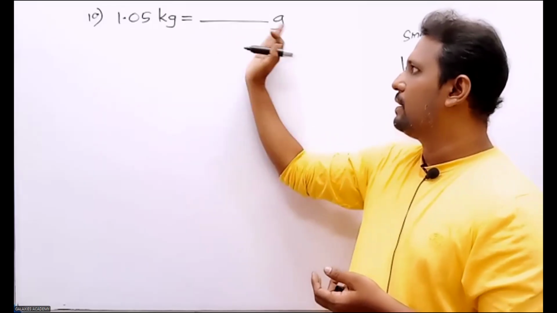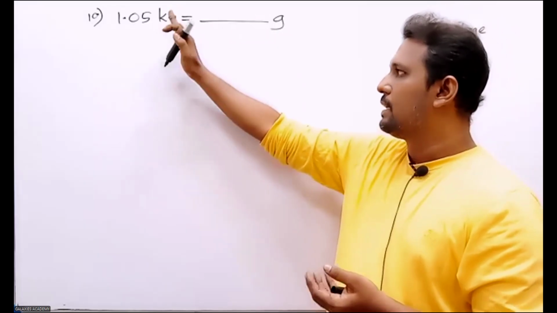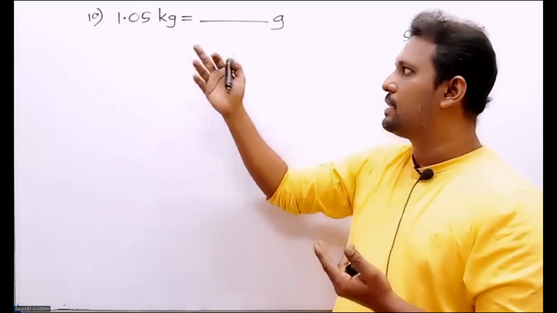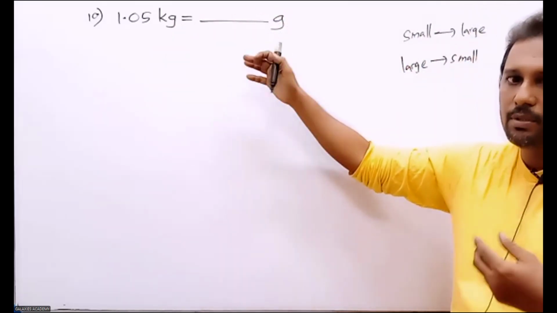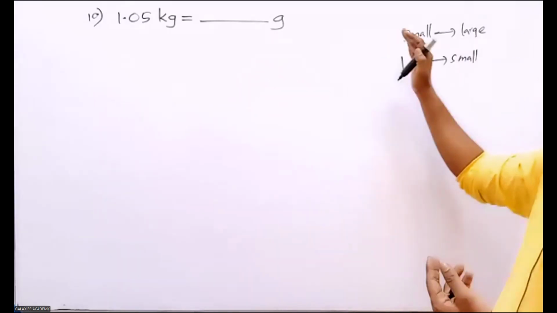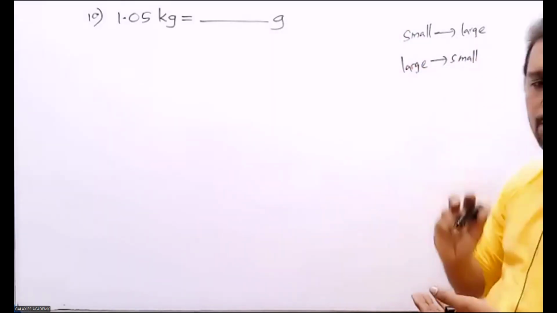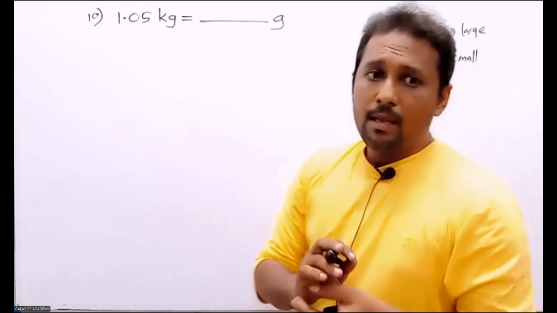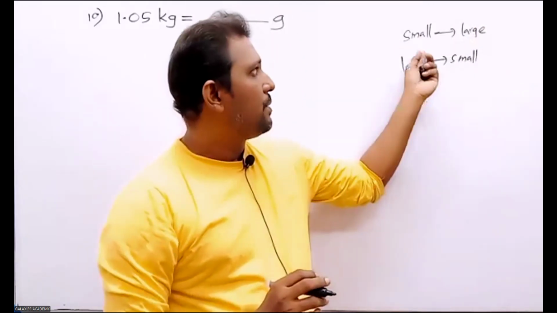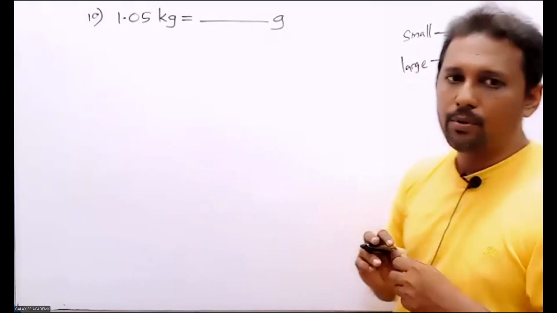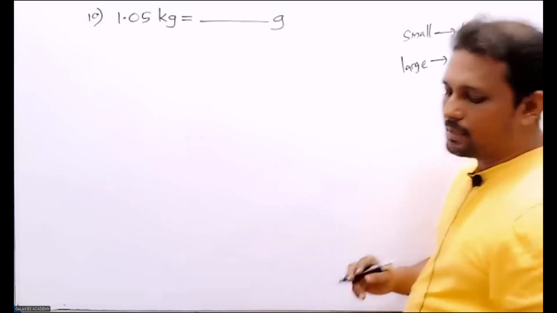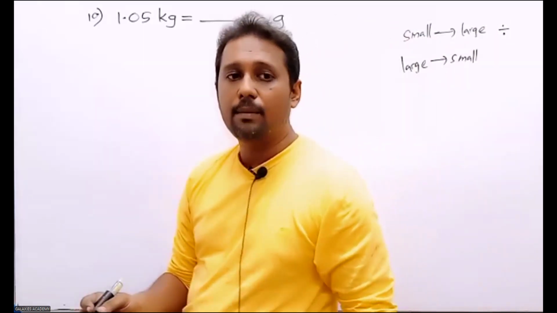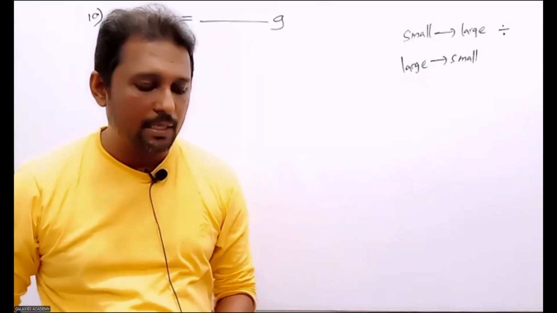Then you compare these two units, kilogram and gram. What is the larger unit? Kilogram. Smaller unit? Gram. So this question, which type? Large unit you have to convert into small unit. Okay. Then if you want to convert small unit into large unit, what you have to do? You have to divide by the relation between the two units. Then you can convert this.